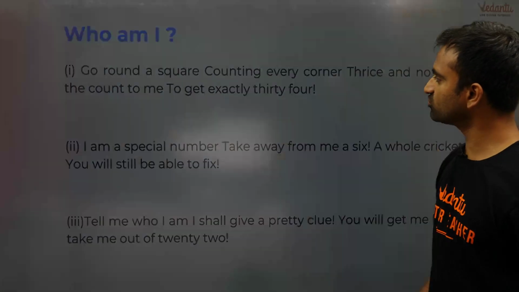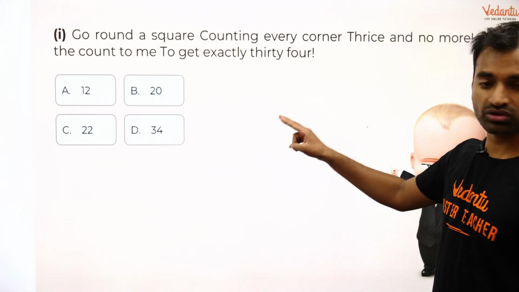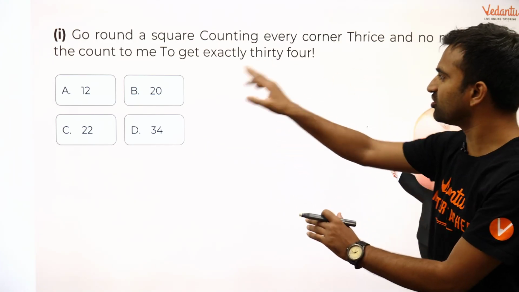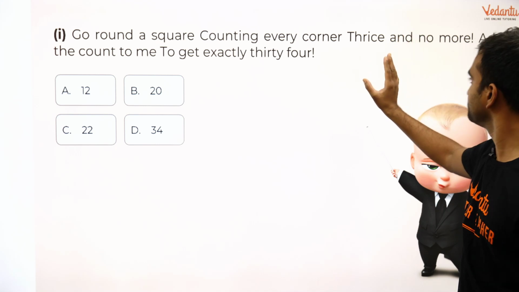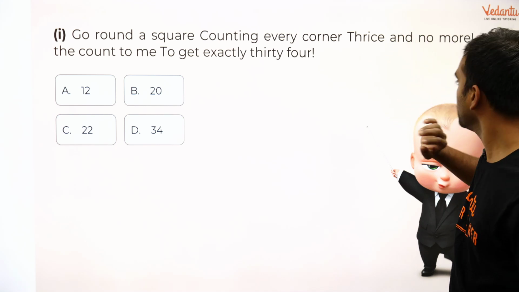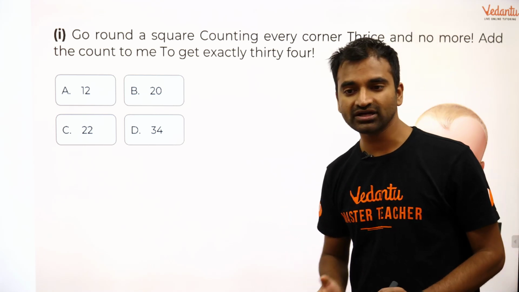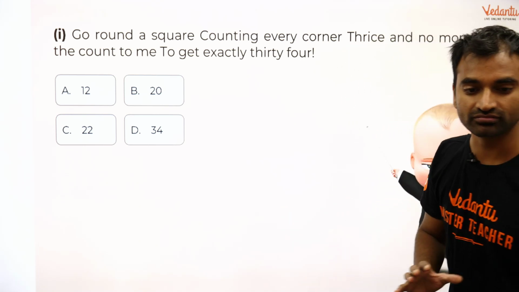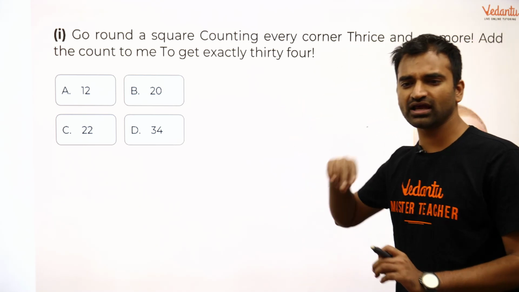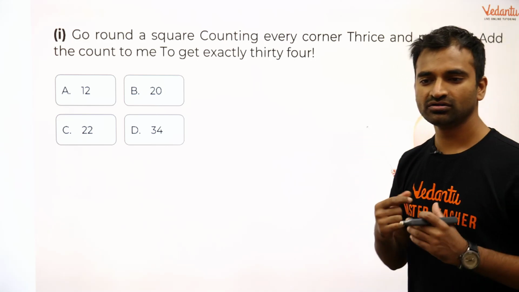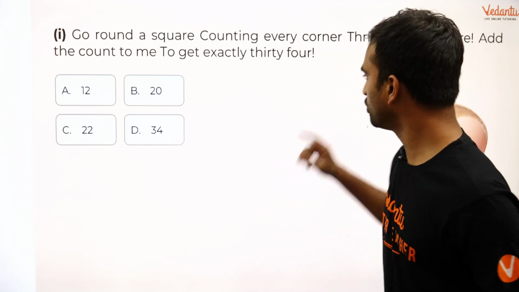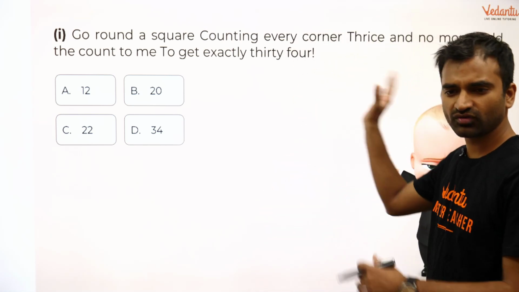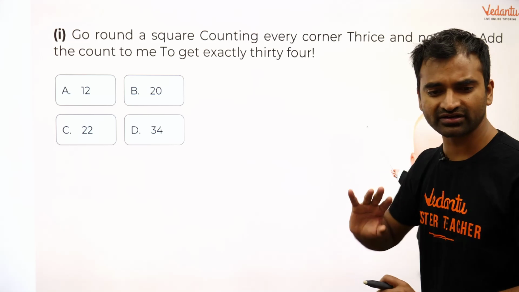Okay. So this is the first question. Go round a square. Now read it very carefully. Go round a square counting every corner thrice and no more, right? Add the count to me to get exactly 34. Read the question very carefully and tell me what number I am, right? So your time, read the question very carefully. Once you are ready, I'll start the timer.